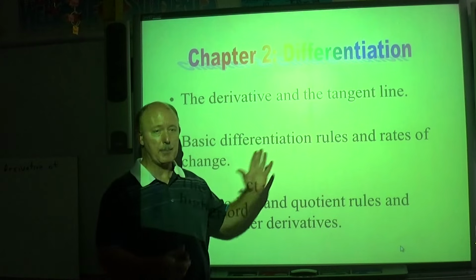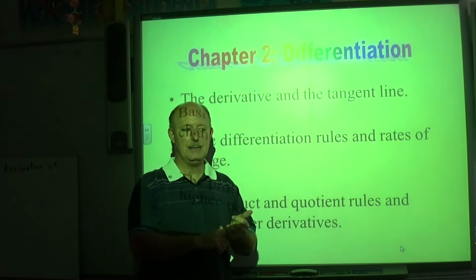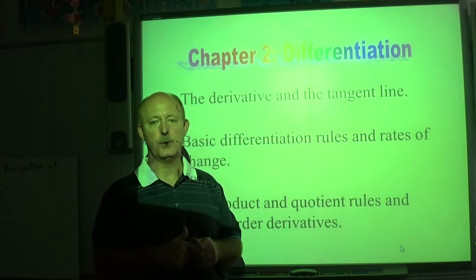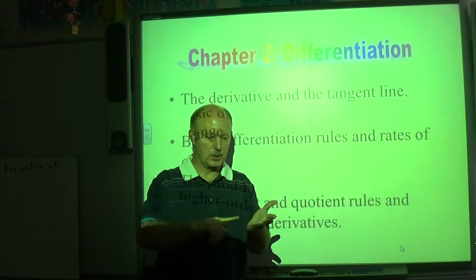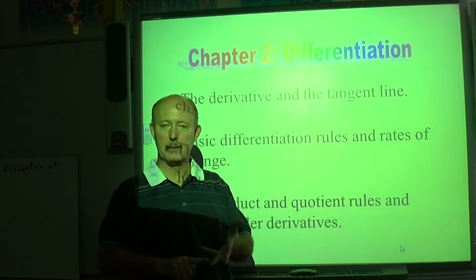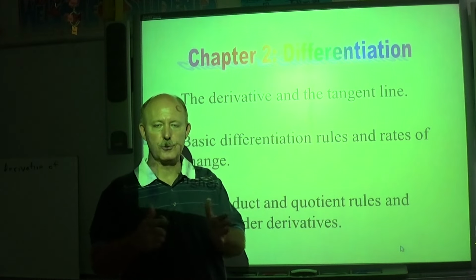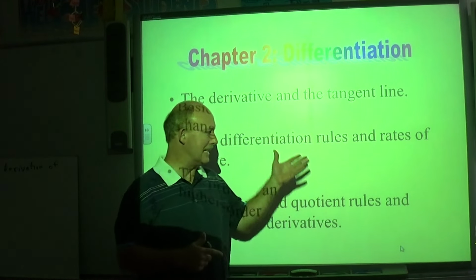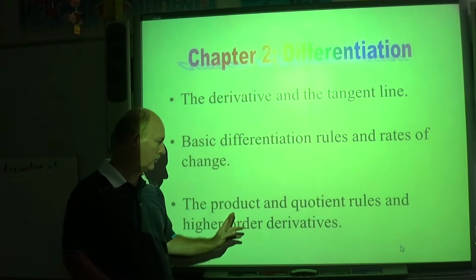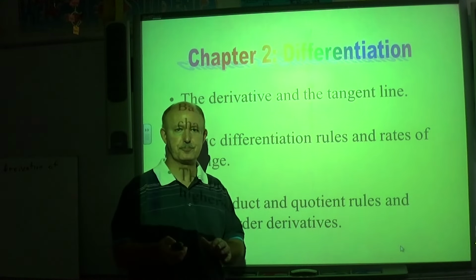Now we're going to stop about halfway through chapter 2. The second unit, we're going to look at the chain rule, implicit differentiation, related rates. So we're going to break the chapter up so it's not quite so long. And we'll be giving a unit test after we get finished with the product and quotient rules.